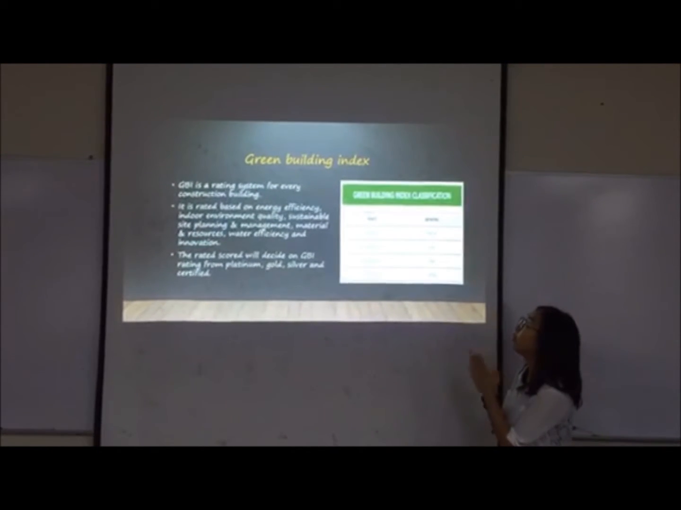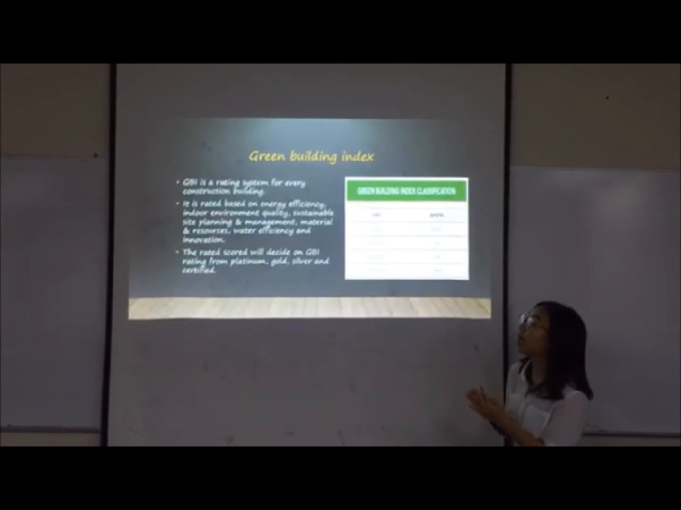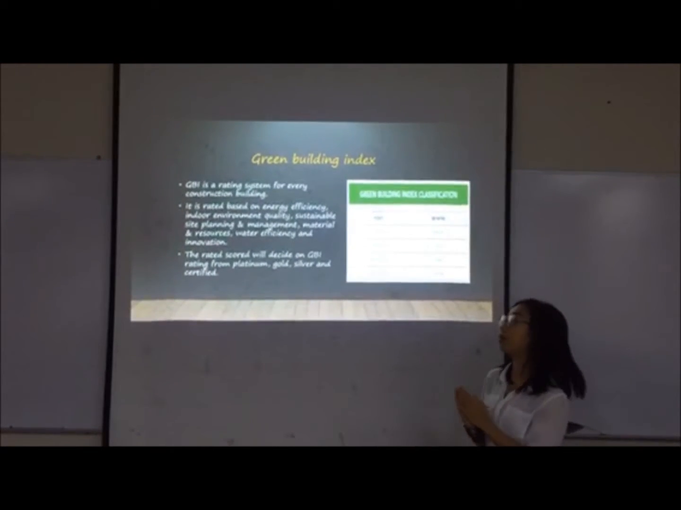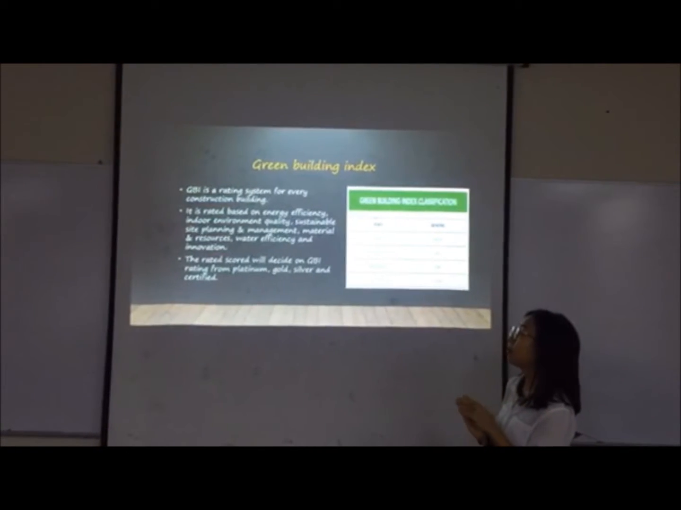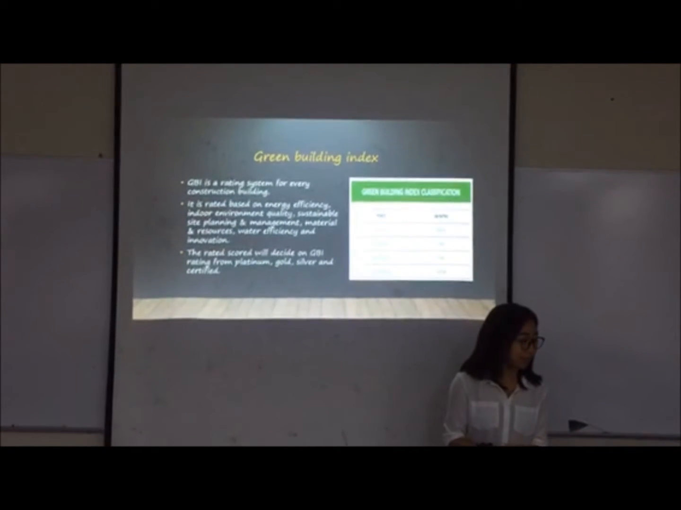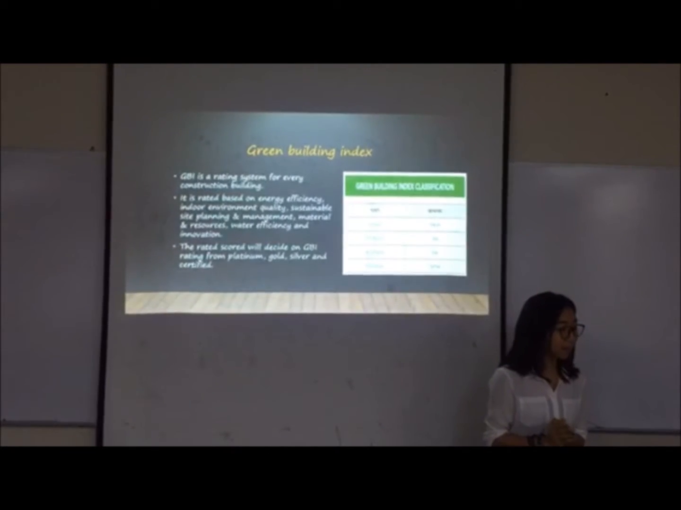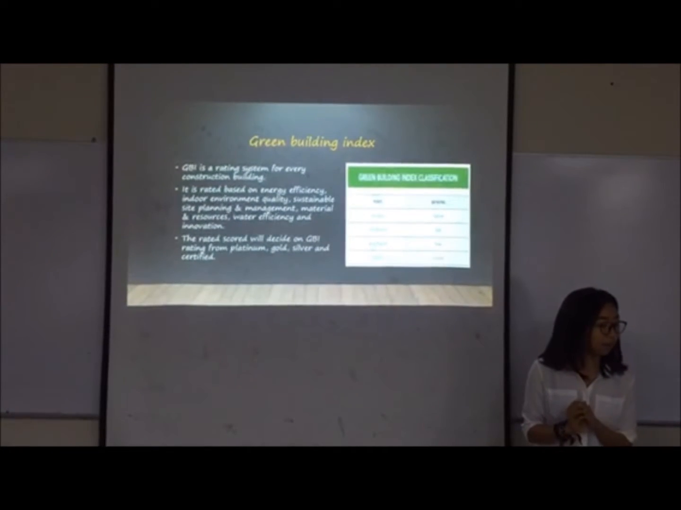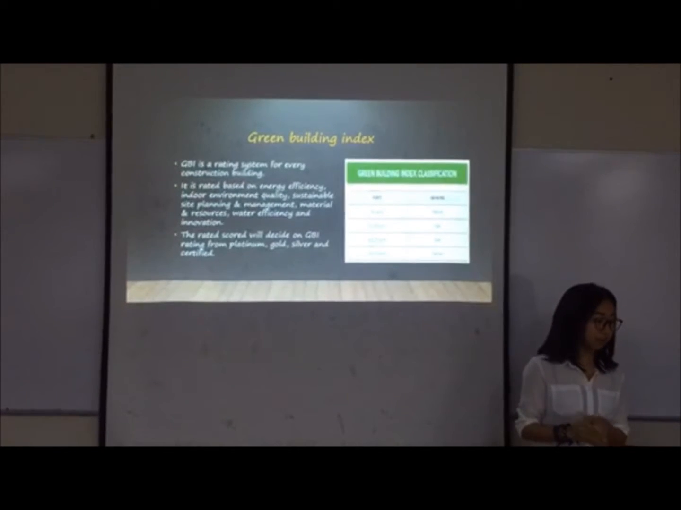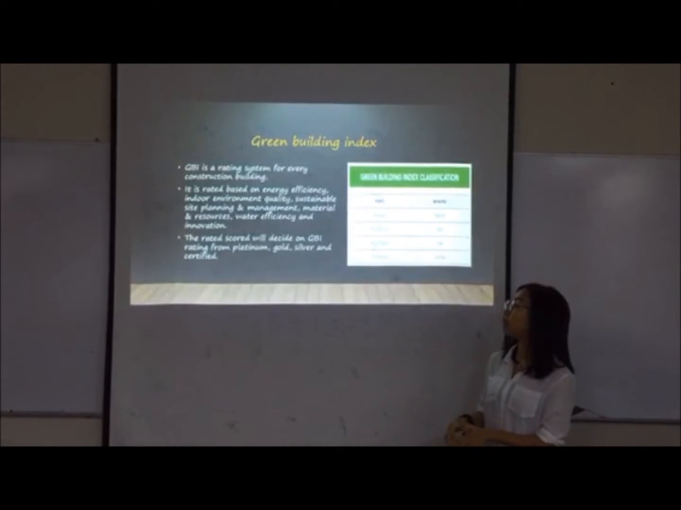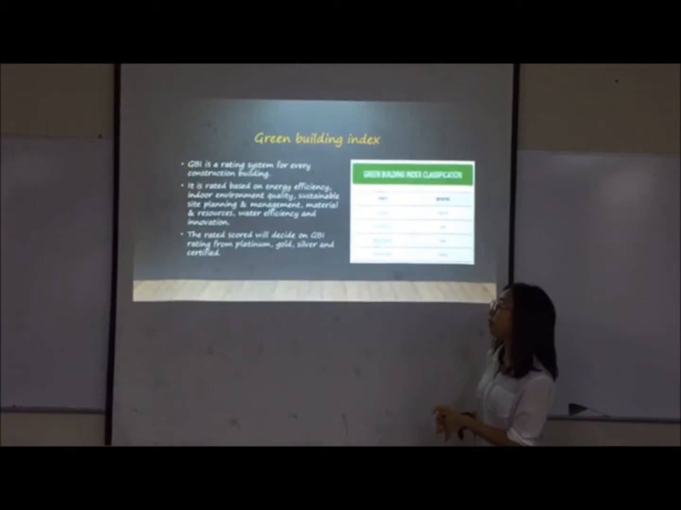This is the Green Building Index, GBI. Actually, it is a rating system for every construction building. It is rated based on energy efficiency, indoor environment quality, sustainable site planning and management, material and resources, water efficiency, and innovation. The rated score will decide the GBI rating.